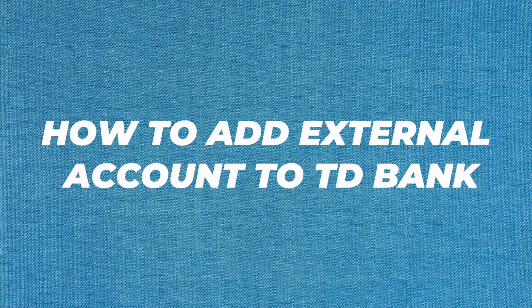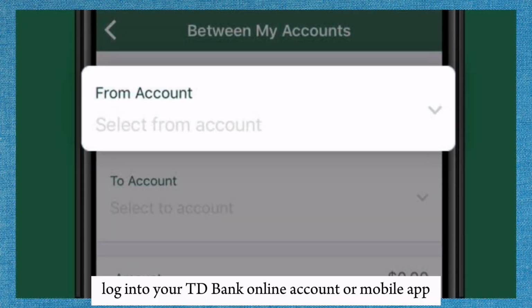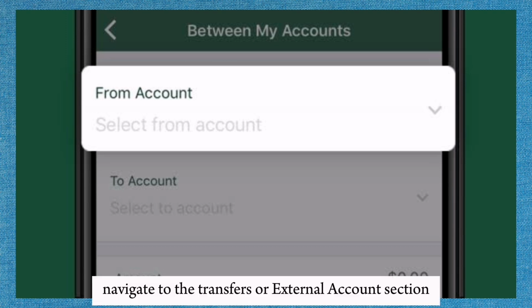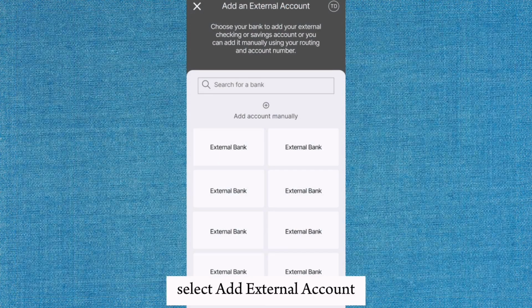How to add external account to TD Bank. Log into your TD Bank online account or mobile app securely. Navigate to the Transfers or External Account section. Select Add External Account to start the setup process.